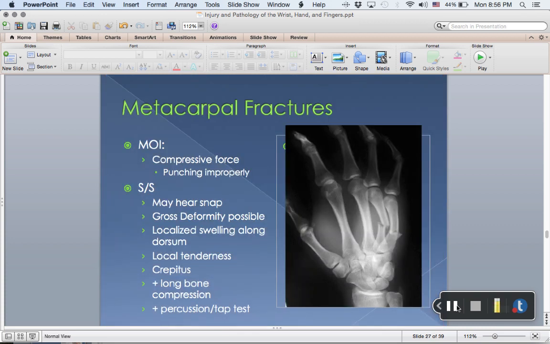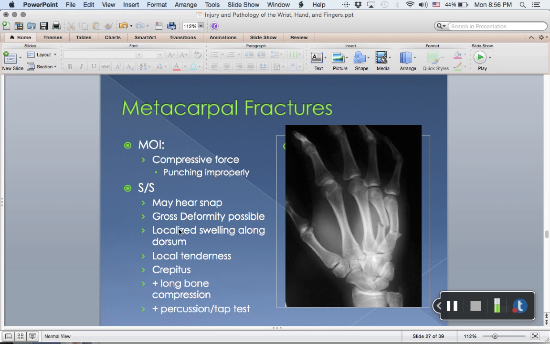So next we're going to talk about metacarpal fractures, mechanism of injury, compressive force. Punching improperly is the example on this slide, getting hit, compressive again, so a crush kind of injury, something drops on the hand. So you might hear a snap, there might be a gross deformity, so you could see a bone sticking out, localized swelling and point tenderness along that bone.